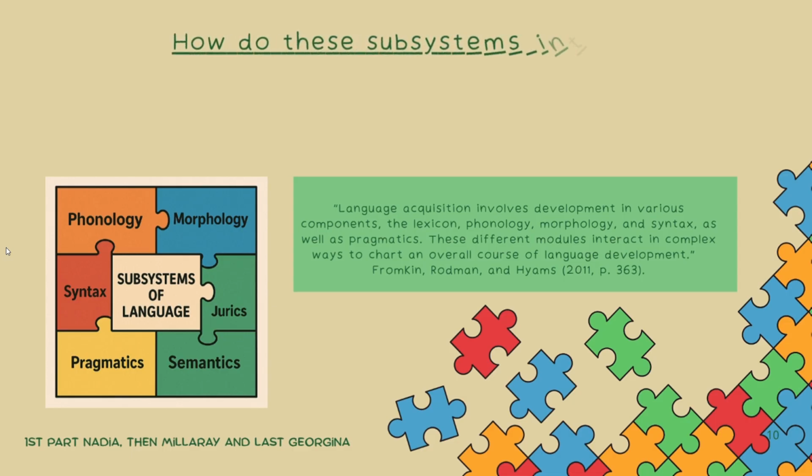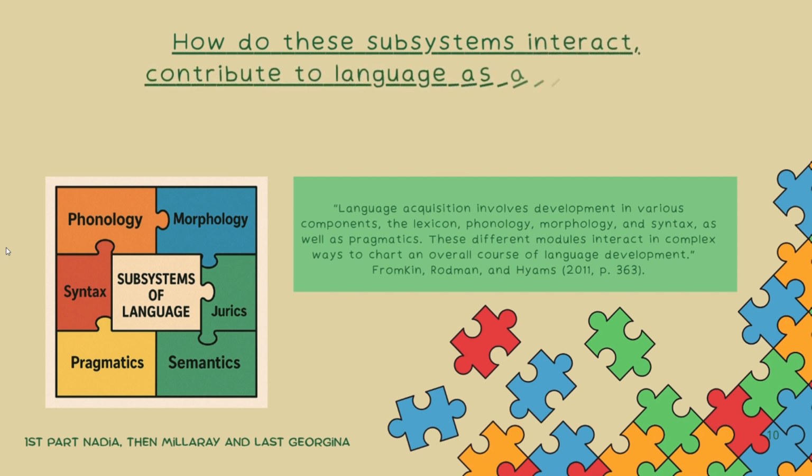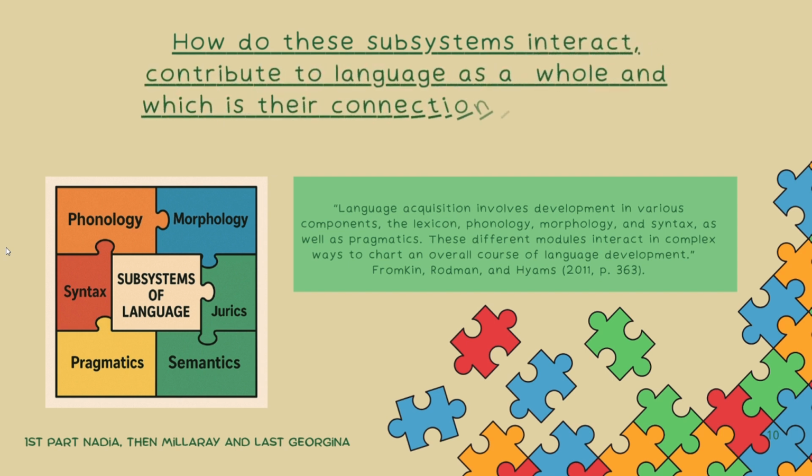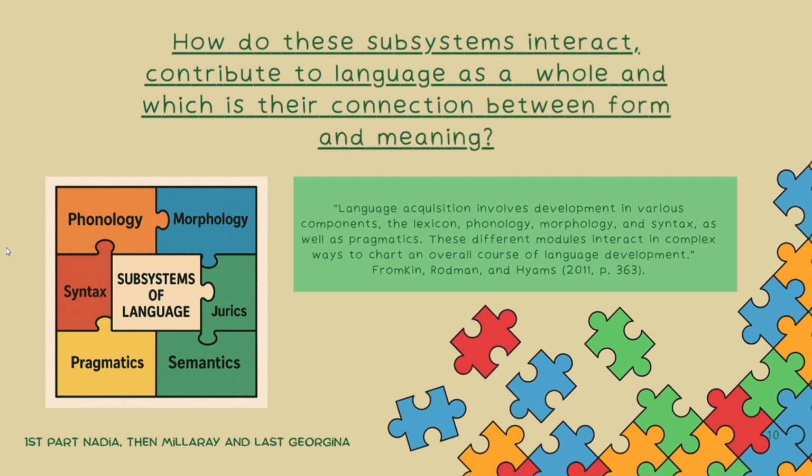Now, how do these subsystems interact, contribute to language as a whole, and what is their connection between form and meaning? Well, we believe that these subsystems are like pieces of a puzzle, because they work together to create a fully functioning language system, and each one plays an important role.